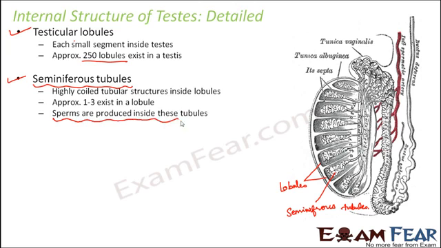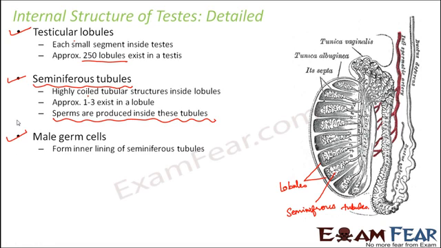So seminiferous tubules are the most important structures inside the testis because this is where the exact sperm production takes place. Next is the male germ cells. Now what are the male germ cells? Let us have a look. These are the cells which form the inner lining of the seminiferous tubules. These tubules which you can see here are extremely coiled structures. Inside this tubule, the inner lining is formed by certain cells. There are two types of cells which form the inner lining of the seminiferous tubules. One such cell is the male germ cell. They are present on the inner surface of the seminiferous tubules.